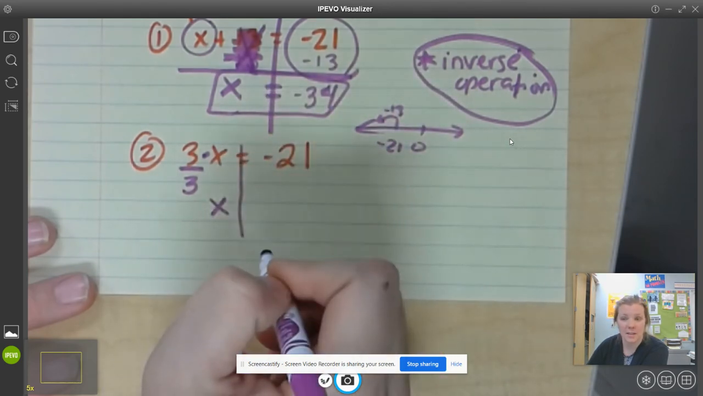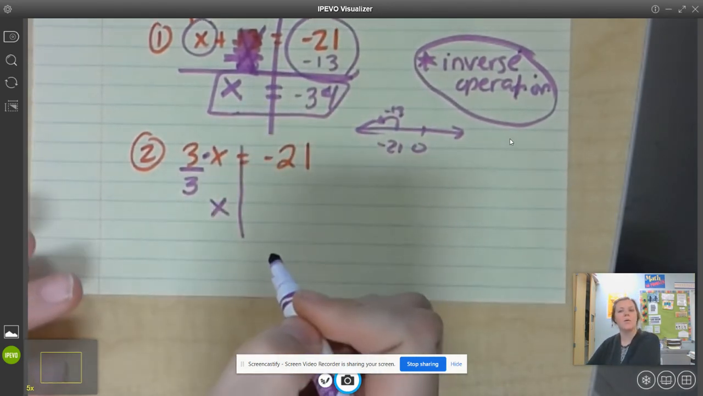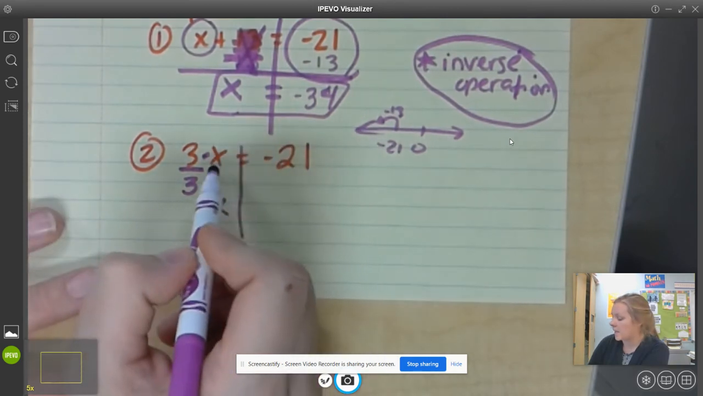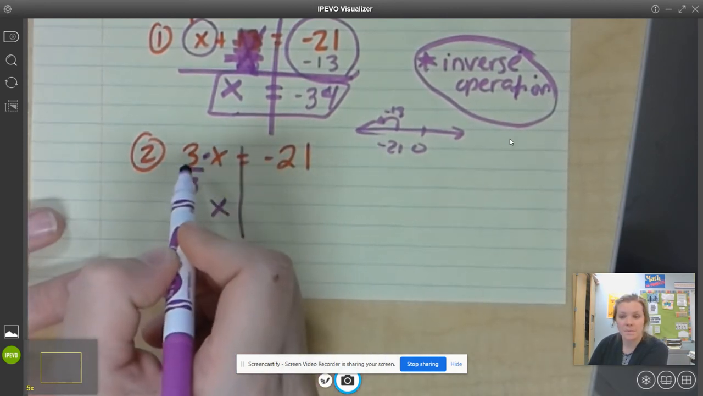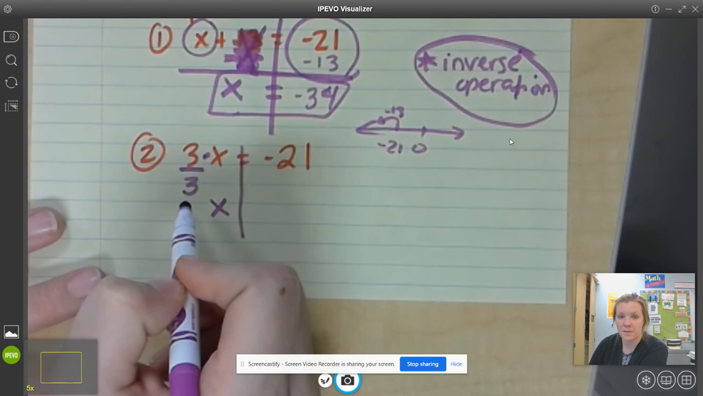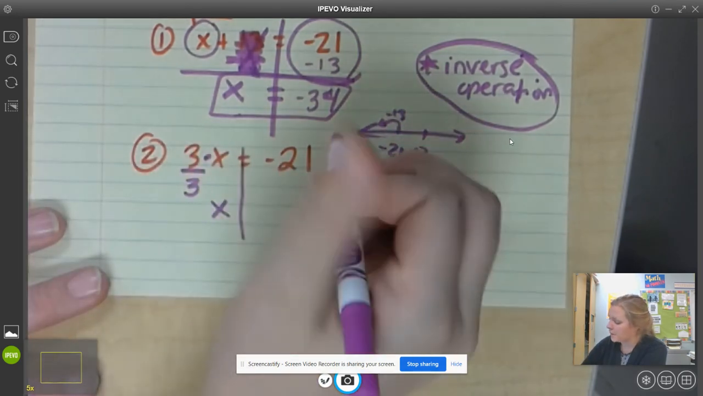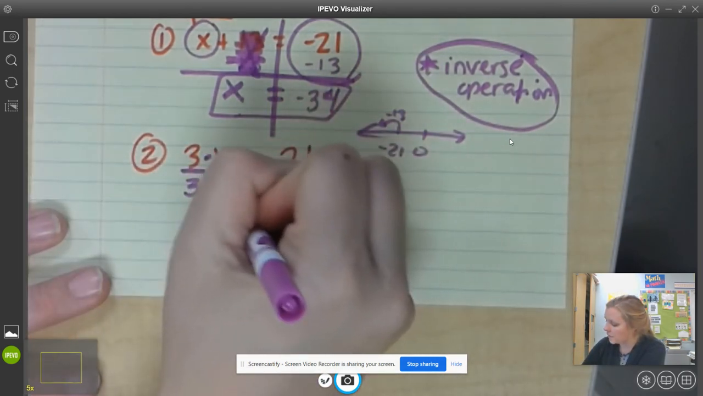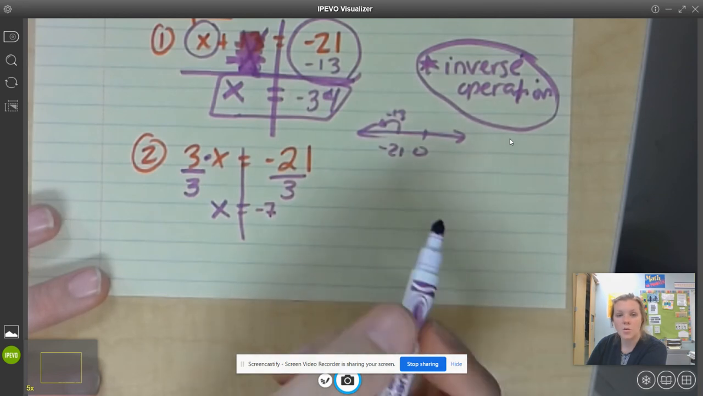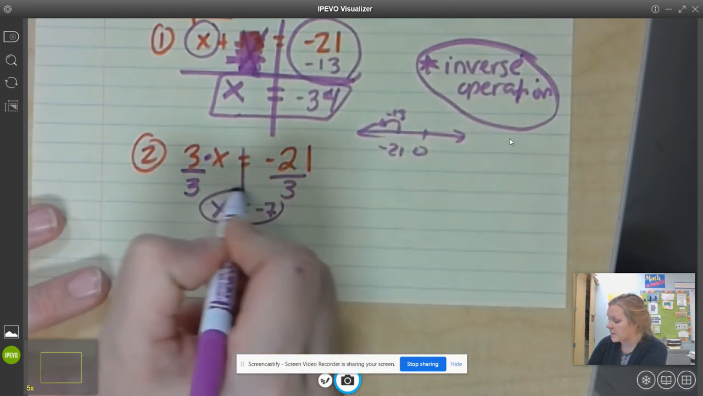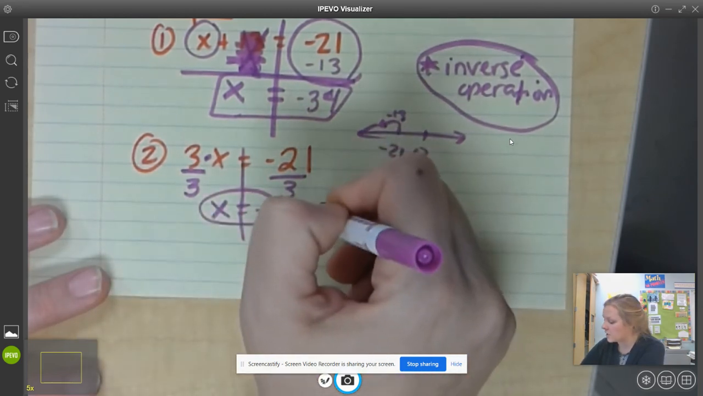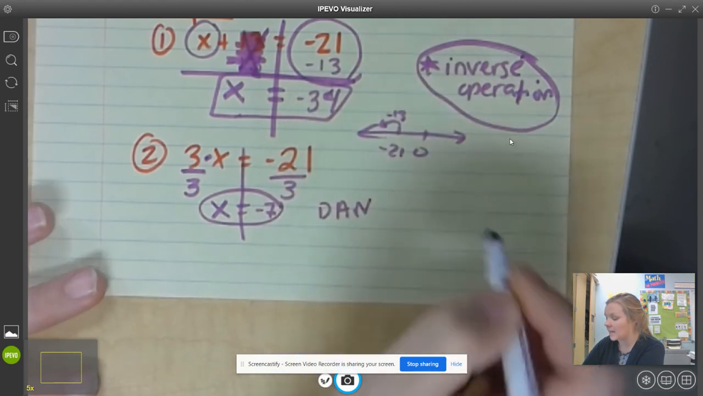I forgot to draw my line through the equal sign. That's again where I always start. And then I need to get rid of this times 3. The opposite of times 3 is divide by 3. If I divide by 3 on this side, I have to divide by 3 on the other side. 21 divided by 3 is negative 7. Those signs are different, so the answer is negative.